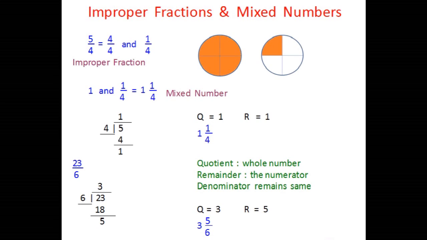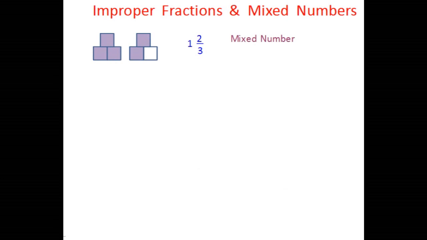Now can we do it the other way around? Can we take a mixed number and convert it to an improper fraction? Yes, let's see that. Now you see this diagram here. I have this one whole, that means 1, and in the second part of the diagram, out of 3 squares, 2 are selected, so that becomes 2/3. So the mixed number is 1 2/3.